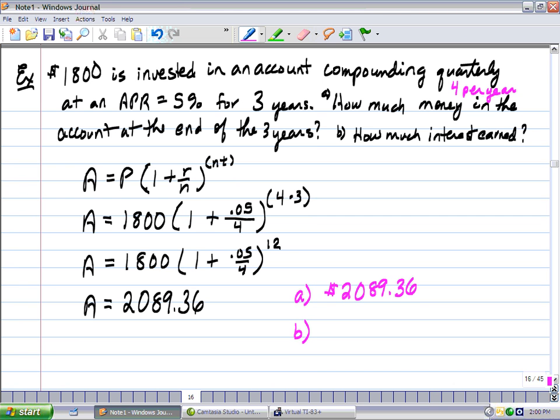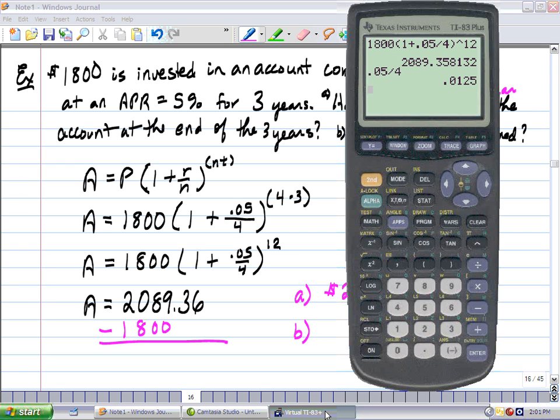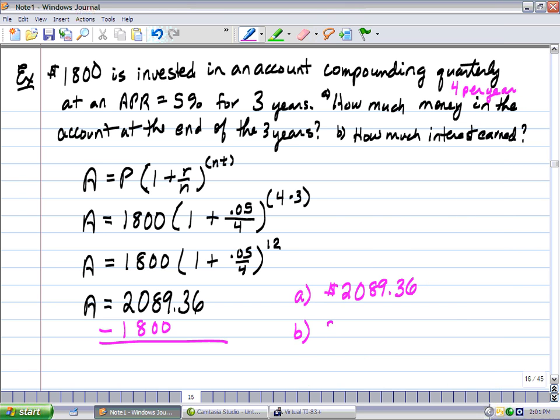In my math lab, make sure you read the question. It can ask you to round to the penny, the dollar, or the $100. How much interest was earned? Well, I started out with $1,800, so I need to subtract $2,089.36 minus $1,800. Make it $289.36. So the amount of interest I earned over the 3 years was $289.36.